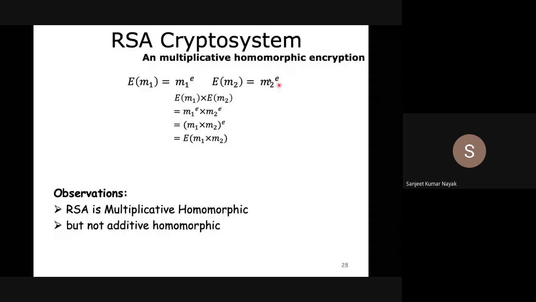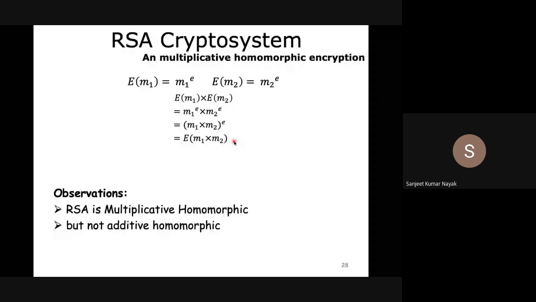So if I multiply these two, then what will happen? Of course, mod N is there, M1 to the power E into M2 to the power E. This is nothing but (M1 into M2) to the power E. And if I try to encrypt M1 cross M2, then I will get (M1 cross M2) to the power E. So therefore, whenever I need such multiplication of the encrypted text, I can use the RSA crypto system.